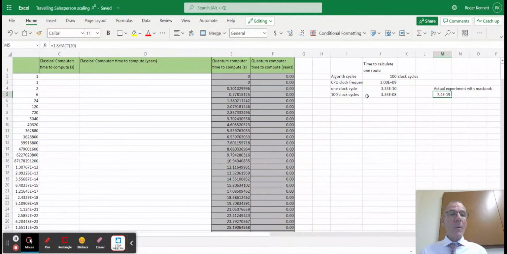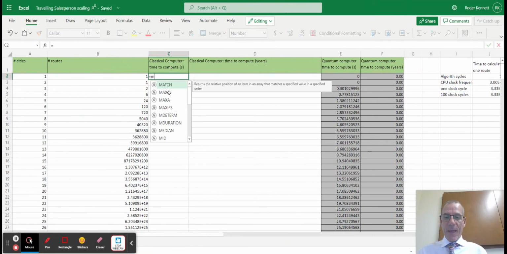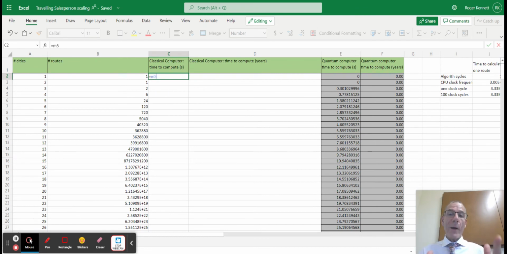Okay, so we want to use M5 in our formula over here. So the amount of time is going to be equal to M5, the amount of time to calculate one route, times, now in Excel, that's the asterisk that's above the number 8. So you go Shift 8, asterisk, and now I want to just click on the number of possible routes. So now my formula is how much time it's going to take for each route multiplied by the number of possible routes.